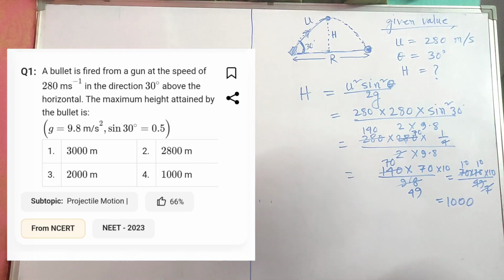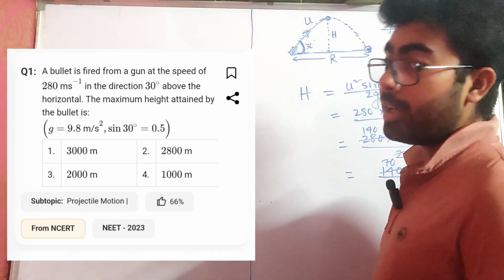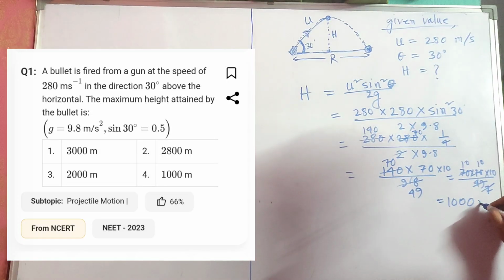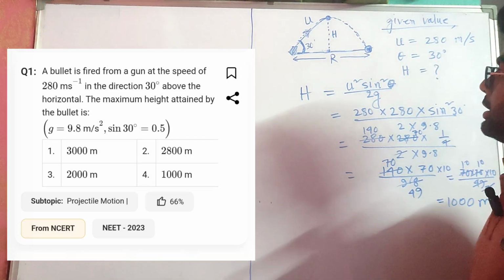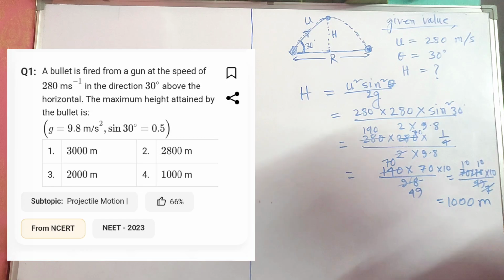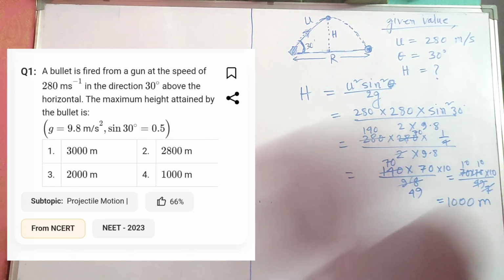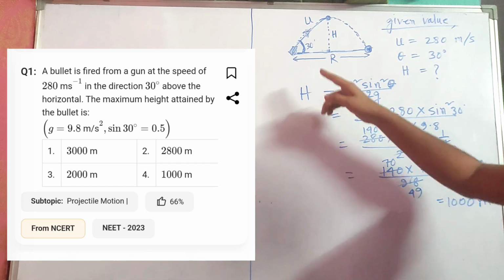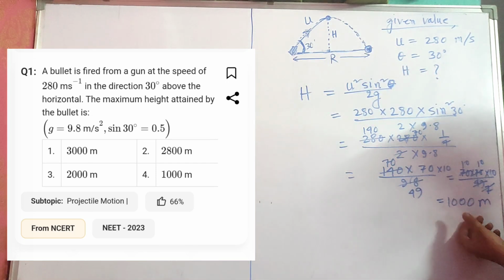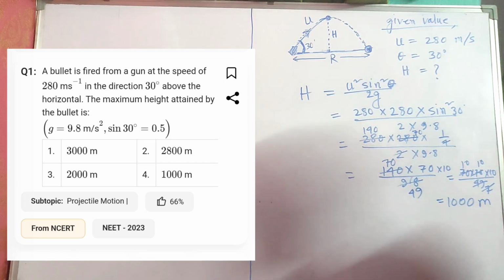That means 1000. 1000 means option number 4 is the right answer. Option number 4 is the right answer, 1000 meter. Therefore, h, the maximum height of the flight of this bullet, is 1000 meter.